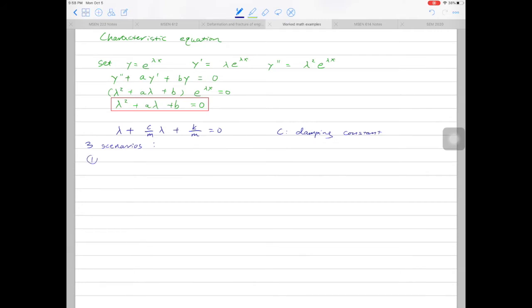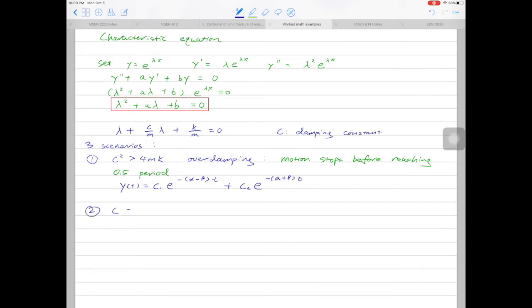In the first scenario, we'll have overdamping when c squared is greater than 4mk. In the case of overdamping, the motion will stop before reaching half of the period. So there's no oscillation. And here is the mathematical expression to describe the overdamping scenario.